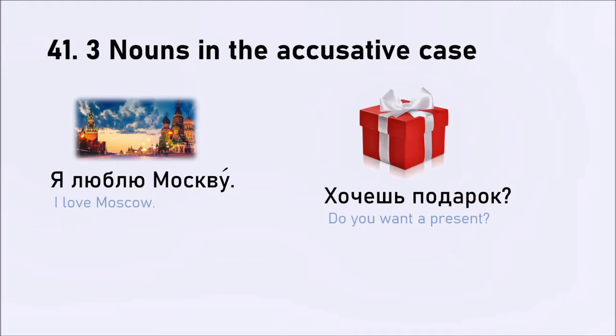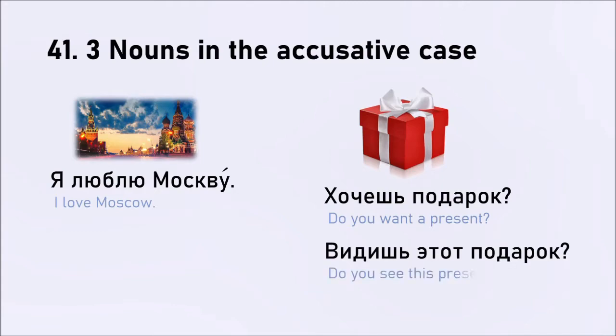Or we could say something like Видишь этот подарок? Do you see this present? Again, этот подарок. Remember, we're not changing anything here because подарок is inanimate. That's it. If it's a what and it's not a who, then you don't need to worry at all. Just keep it as it is. Видишь этот подарок? You can then say, for example, Да, я вижу этот подарок. And then whoever is offering you this present might say, Это тебе.